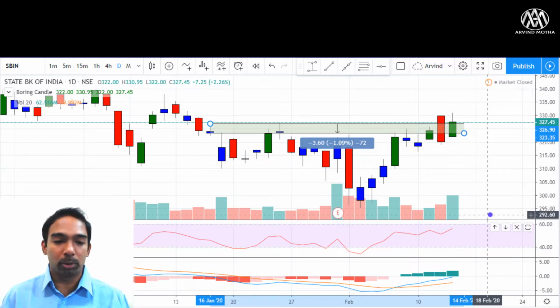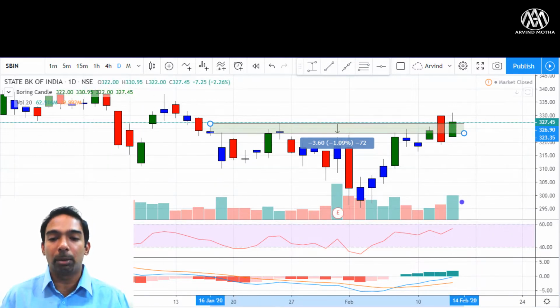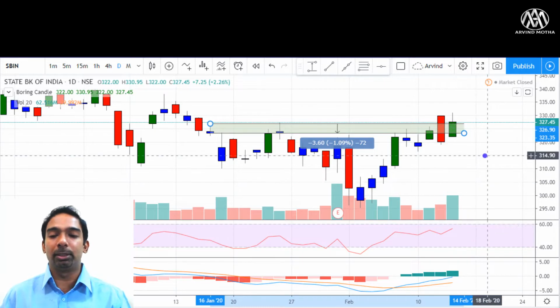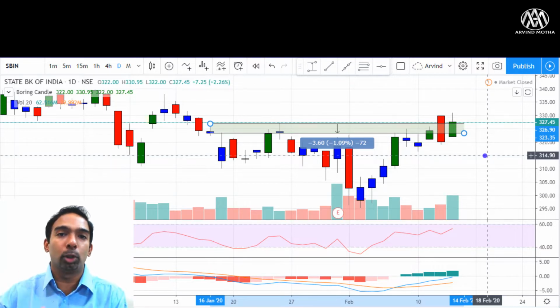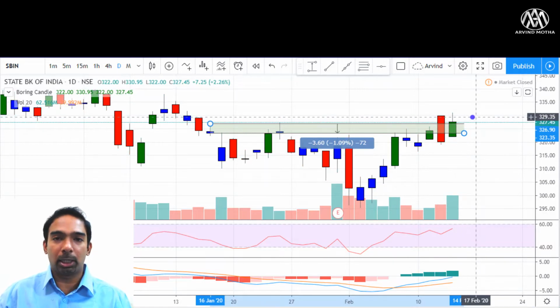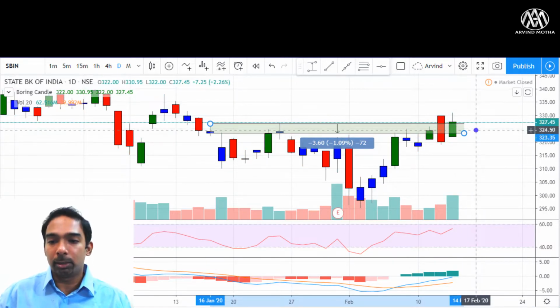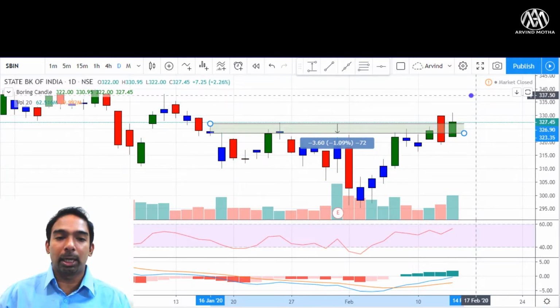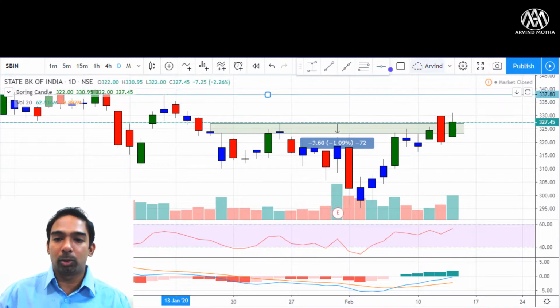RSI is also positive around 56 and going up towards the 60 zone, which is a good thing. The MACD lines are also positive, all signifying that this could go into a further bullish trend. So we can make an entry around 330 or above, with a stop loss at 326 or 327, and your target can be 337, 338. I'll draw a line here at the previous high, and your stop loss is going to be somewhere here.